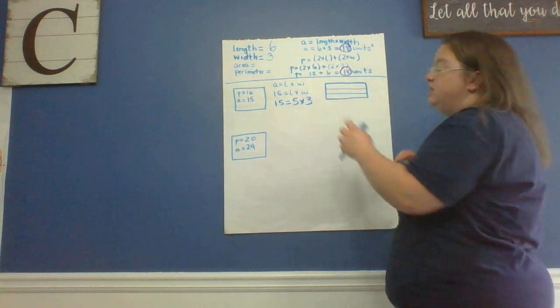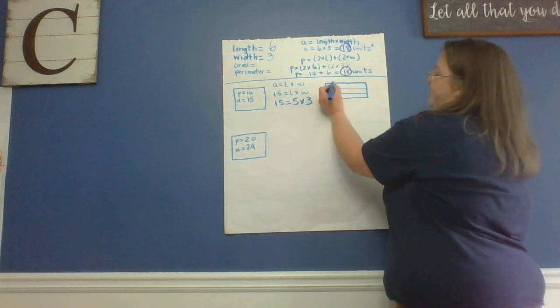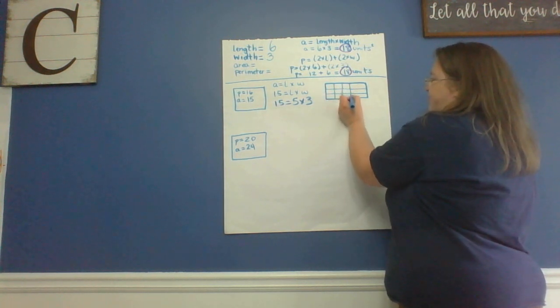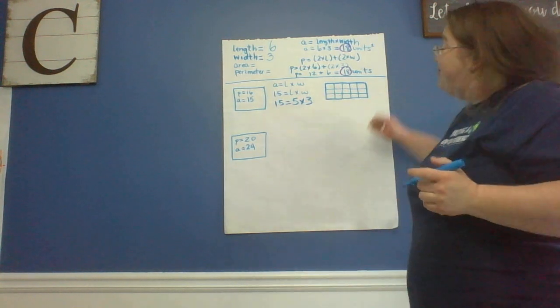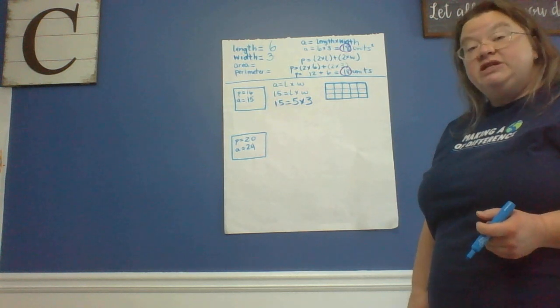So my width is 3. So I have 1, 2, 3, 1, 2, 3. Now for my length to be 5, I'm going to draw 4 lines. I'm going to try to make them even if I can. It doesn't have to be perfect. 1, 2, 3, 4, 5. Okay, so this 3 times 5 gives me an area of 15 square units.